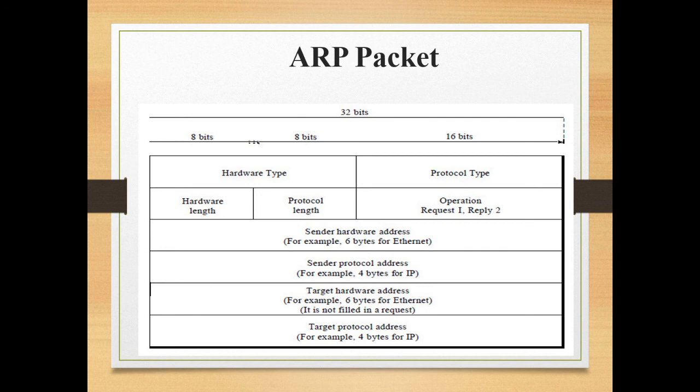Next is the protocol type. That is, if it is running on IP version 4 or 6, that protocol version will be specified in this protocol type.